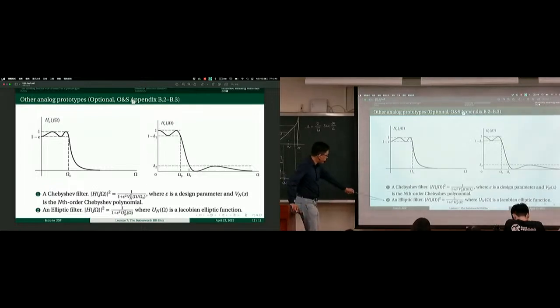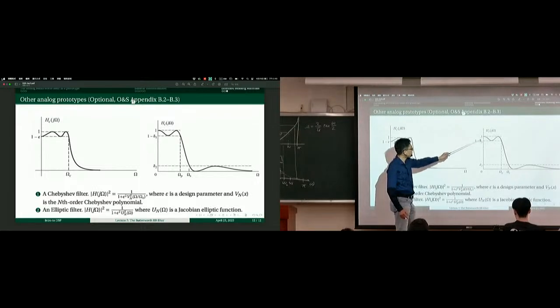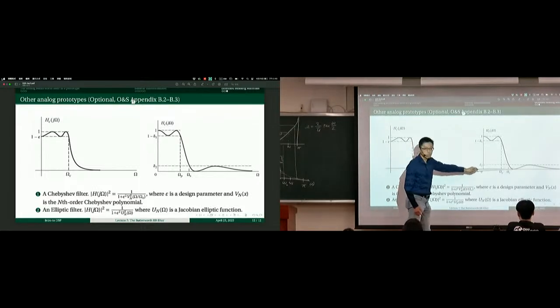And a bit more. Further than that, there's even a thing called elliptic filter. Elliptic, the 椭圆. And now on the right, both the passband and the stopband, now both of them can have ripples. Okay?